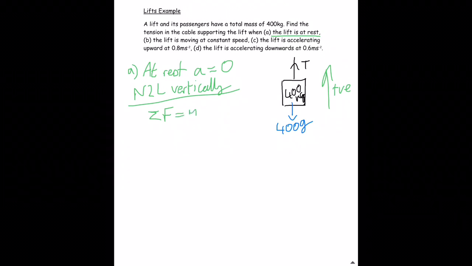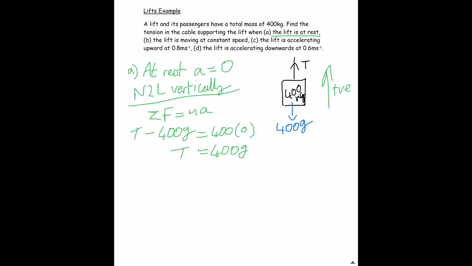Again, it doesn't matter which direction you pick as positive, you're going to get the same answer. Sum of all the forces equals the mass times the acceleration. Well, my force up, take away my force down, because I've chosen up to be positive, is equal to mass 400 times its acceleration 0. So that's just going to be 0 on the right hand side. So your tension is equal to 400g in newtons, which is 3,920. So that's fairly straightforward when the lift is at rest because your acceleration is 0.